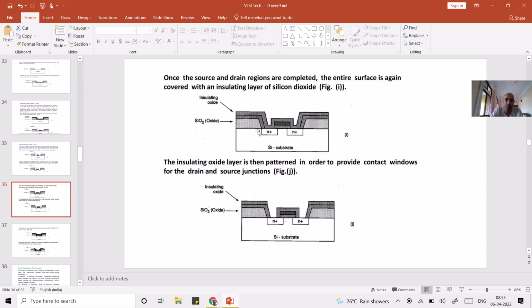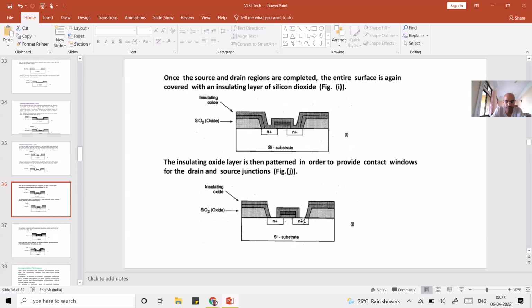Once these regions are formed, you again grow this oxide layer. This insulating oxide is grown again to protect it back, because you have to protect these regions. Once this complete gate oxide is protected, you have to open these windows in this region. Now you can form the metal contacts in this region, because this connection should be there.